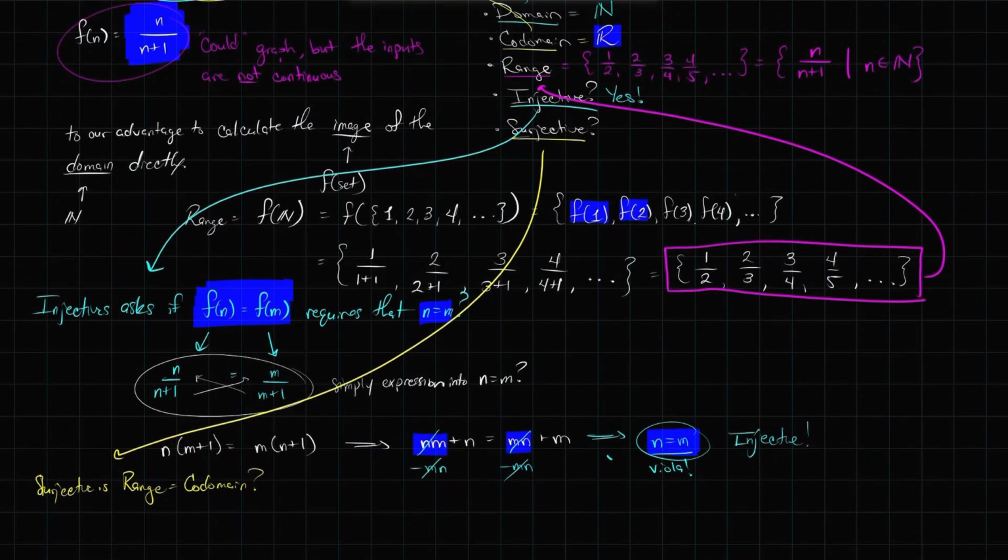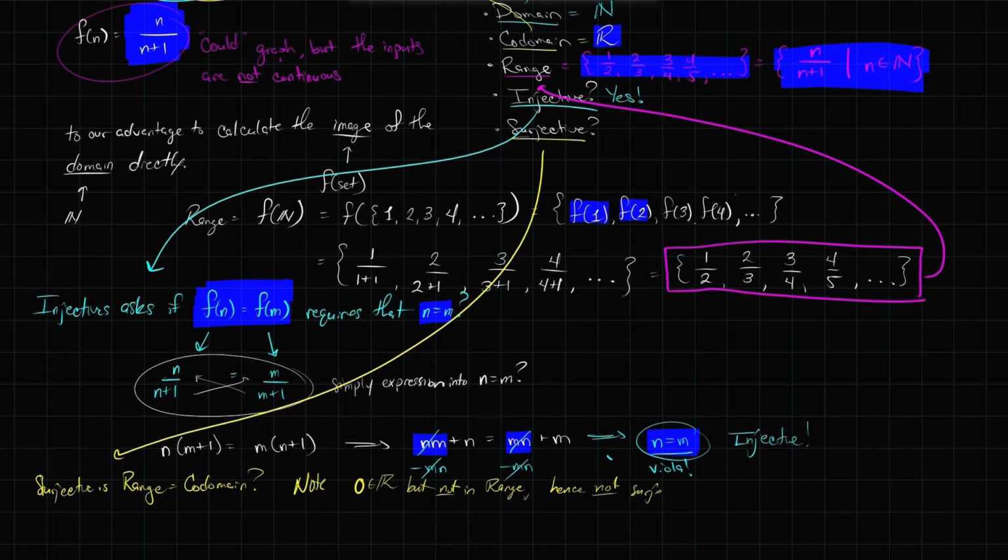So here's our codomain, here's our range. That's missing a lot of real numbers. For example, 0. 0 is a real number that's not in the range. And so if you can identify even a single real number in the codomain that's not in the range, just say: note, 0 is in R, but not in the range, hence not surjective.